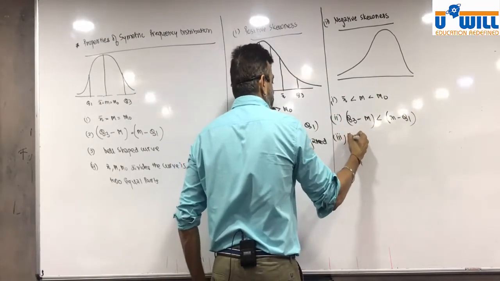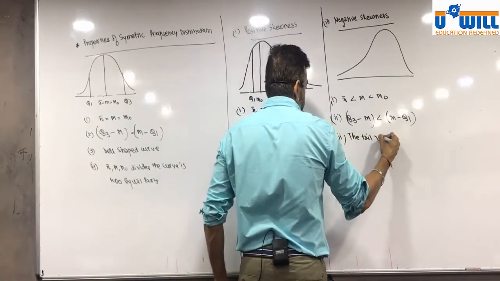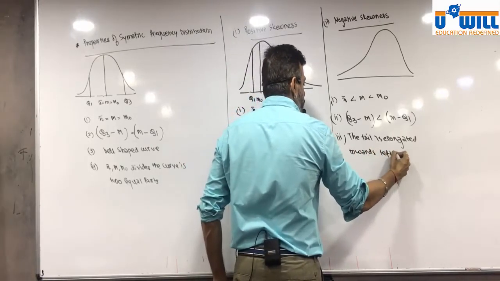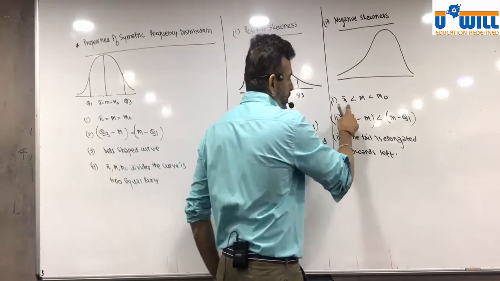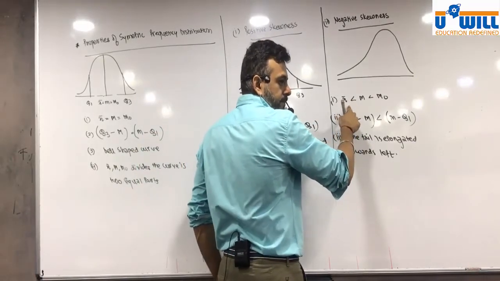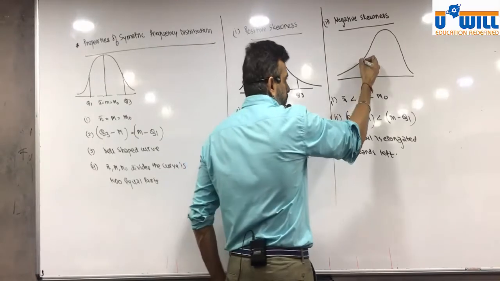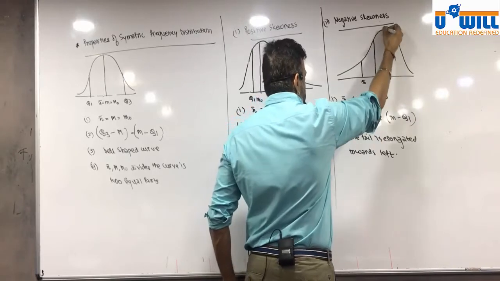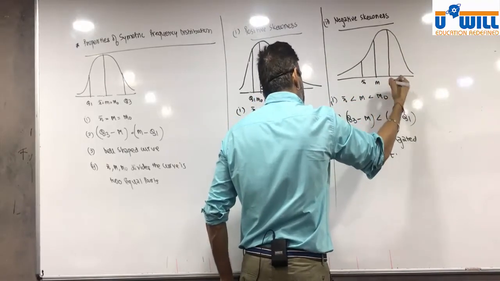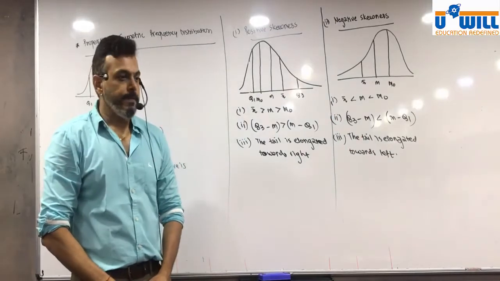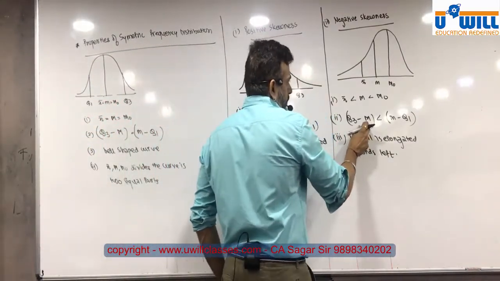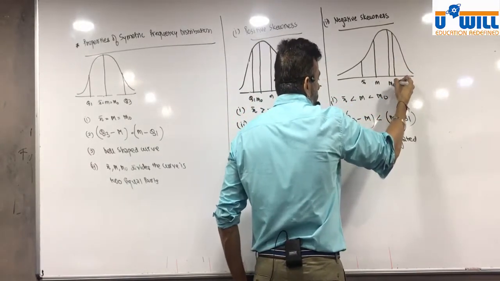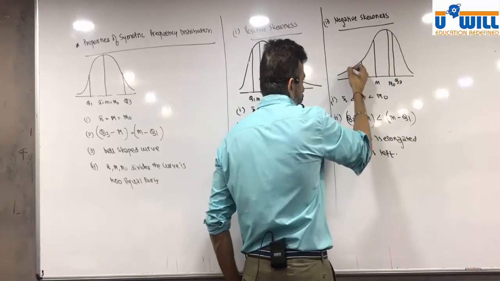And third, the tail is elongated towards left. Now we can plot this, which is the minimum, mean is the least. So we start with x bar, then m, and then mode or z. Got it? Then Q3 minus m. So distance between m and Q3 is less than m minus Q1.